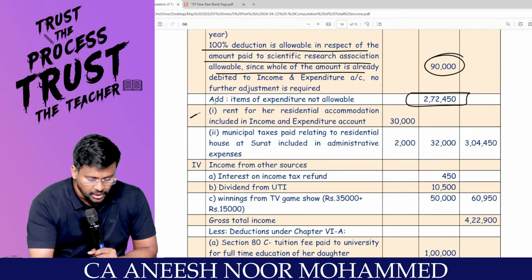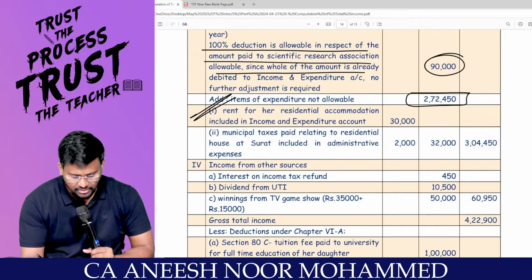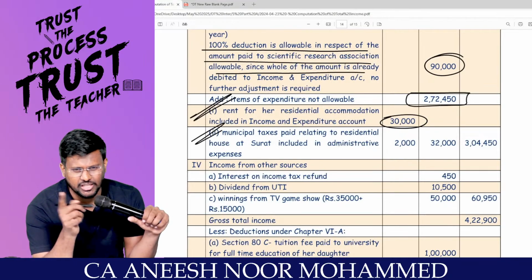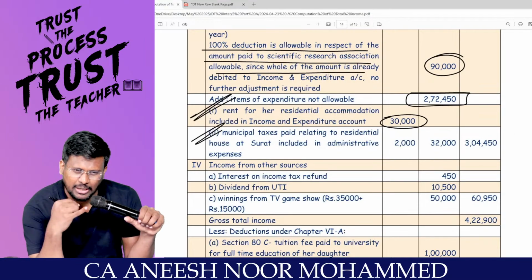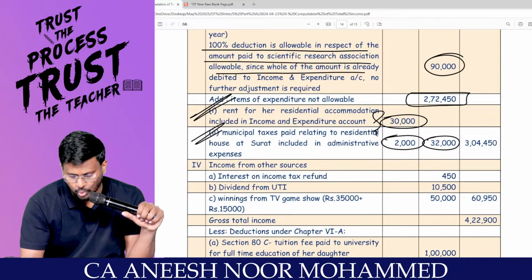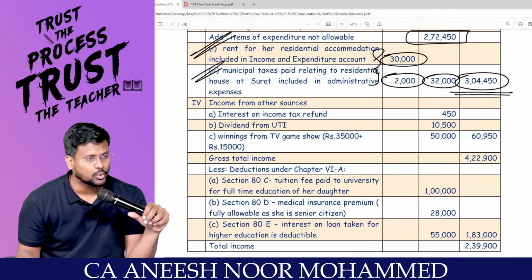You tell me, personal rent debited to the P&L account should be added back. So that 30,000 should be added back, right? Unnecessary house property expenditure: house property municipal tax paid and debited to the P&L account should be added back. That means that 2,000 also should be added back. So 30,000 plus 2,000 comes to 32,000. So the PGBP income will be 3,04,450. Comfortable?